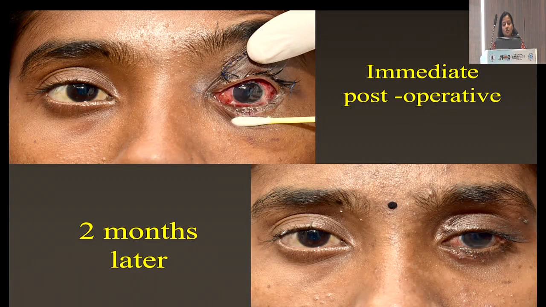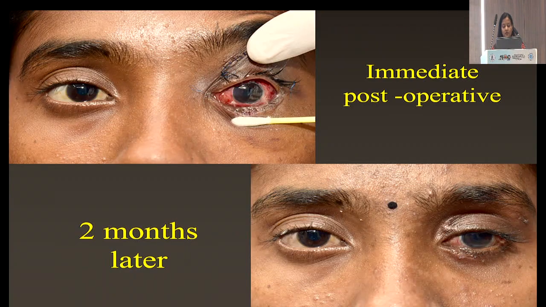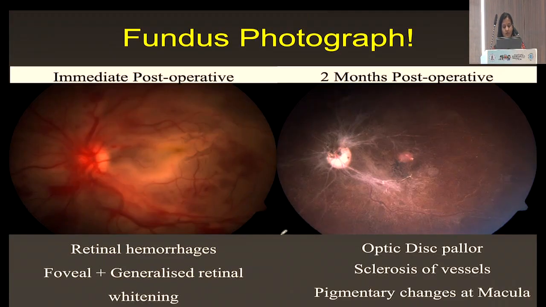This was her immediate post-operative picture where there is still some subconjunctival hemorrhage, but you can see the globe in the orbital socket. Two months later, it looked much better, but her visual acuity remained no perception of light, because there was probably a 2-day delay and there was severe trauma causing dislocation of the globe into the sinus. This is a fundus photograph. In the immediate post-operative period, there were retinal hemorrhages and generalized retinal whitening. And 2 months post-operative, there was complete optic disc pallor with sclerosis of vessels and pigmentary changes at the macula.